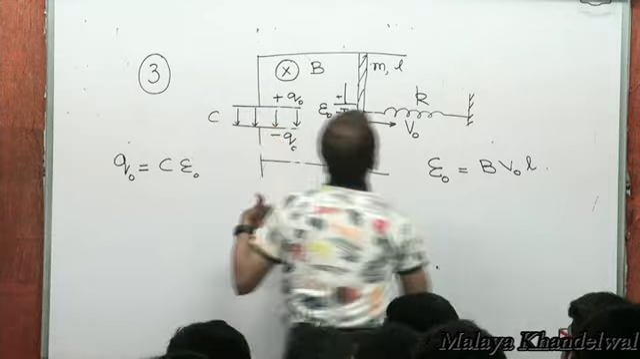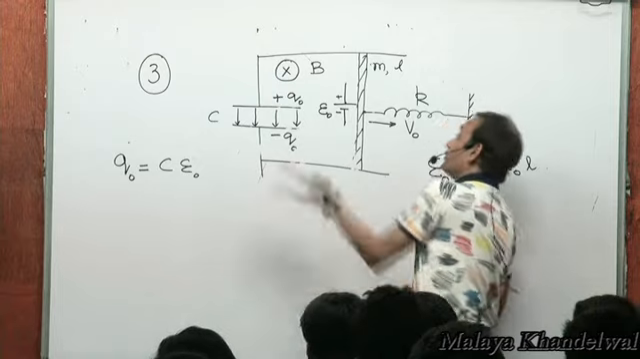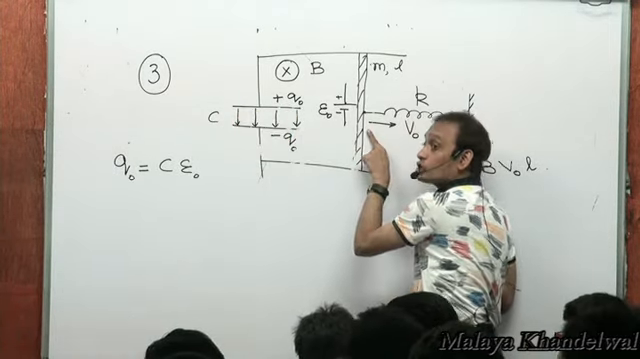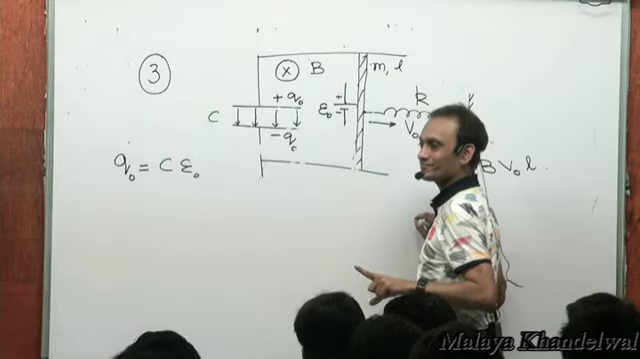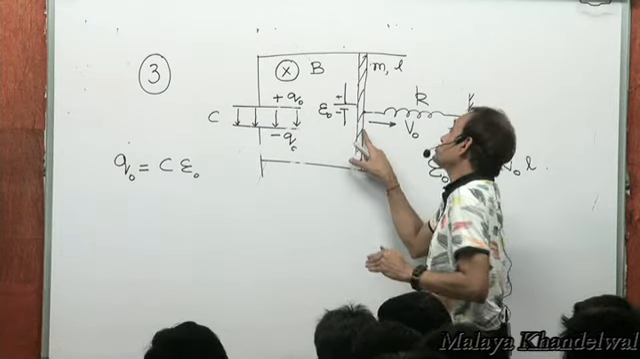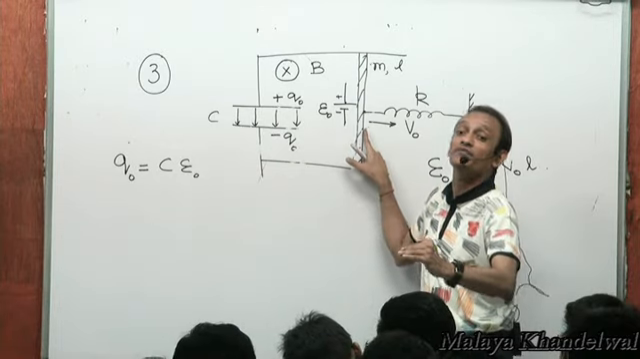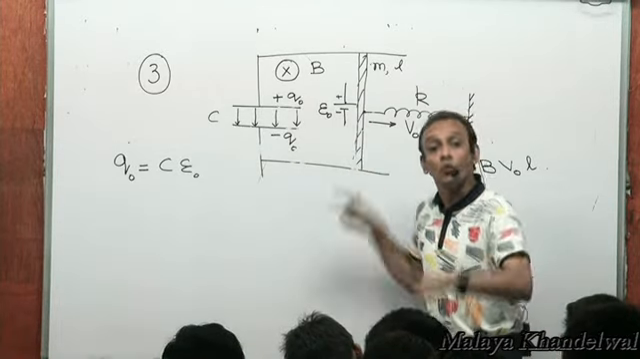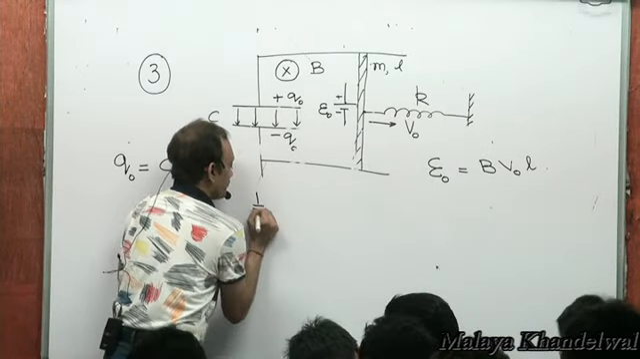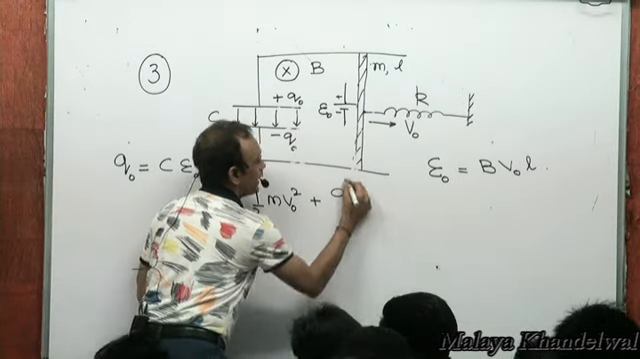I'm saying if the external agent imparted energy equal to half m v naught squared, then part of the energy will be available here, and therefore the velocity of this would be less than v naught. You know what I'm saying? Right? So in order that this could have a kinetic energy half m v naught squared, the total energy given must have been more than half m v naught squared. What's the total energy given to the system at time t equal to 0? Half m v naught squared plus Q naught squared by 2C.